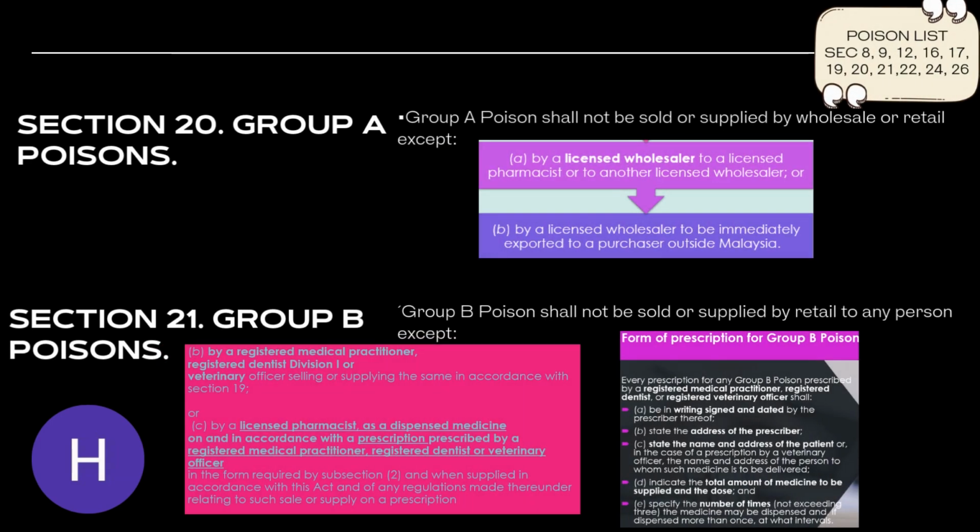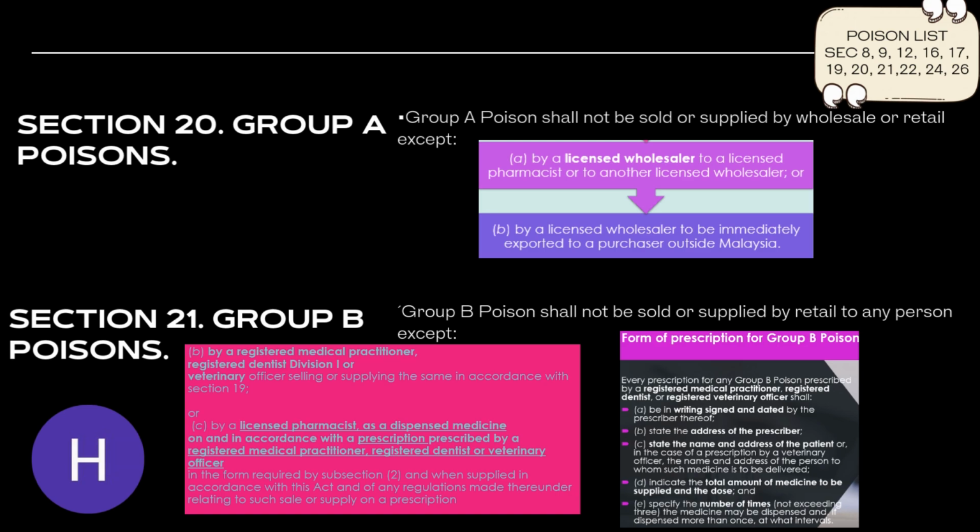The next one is section 20, which mentions group A poison. If the students would like to know the differences between groups A, B, C, and D and examples of those poisons, please take a look at the slides material that has been provided. Group A poison under section 20 shall not be sold or supplied by wholesale or retail except by a licensed wholesaler, and by a licensed wholesaler to be immediately exported to a purchaser outside Malaysia.